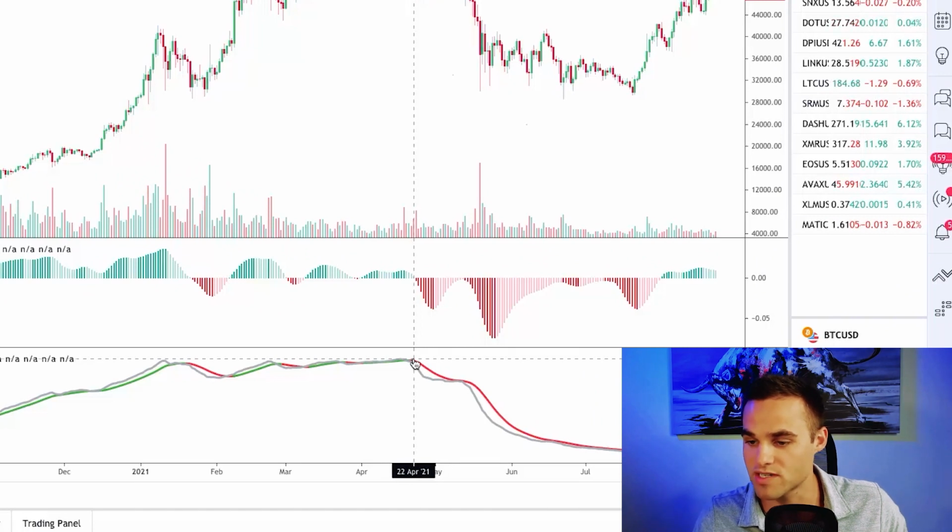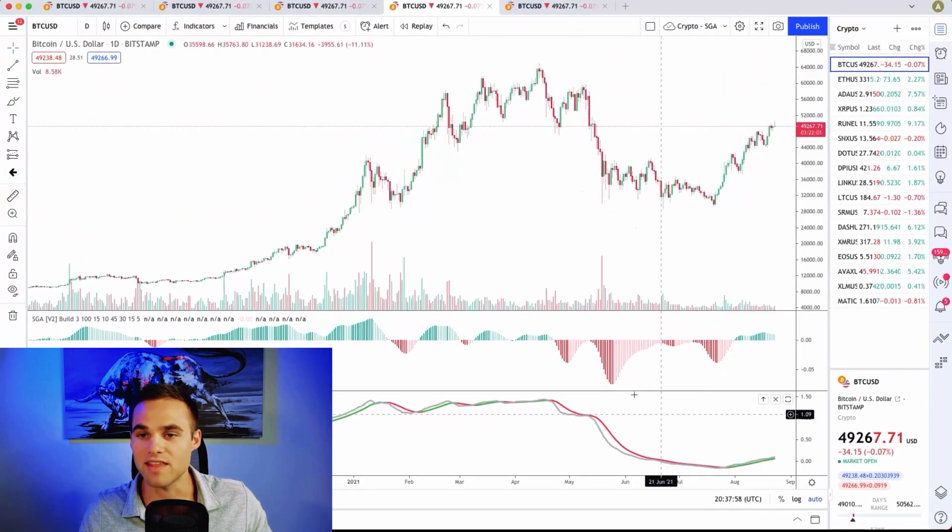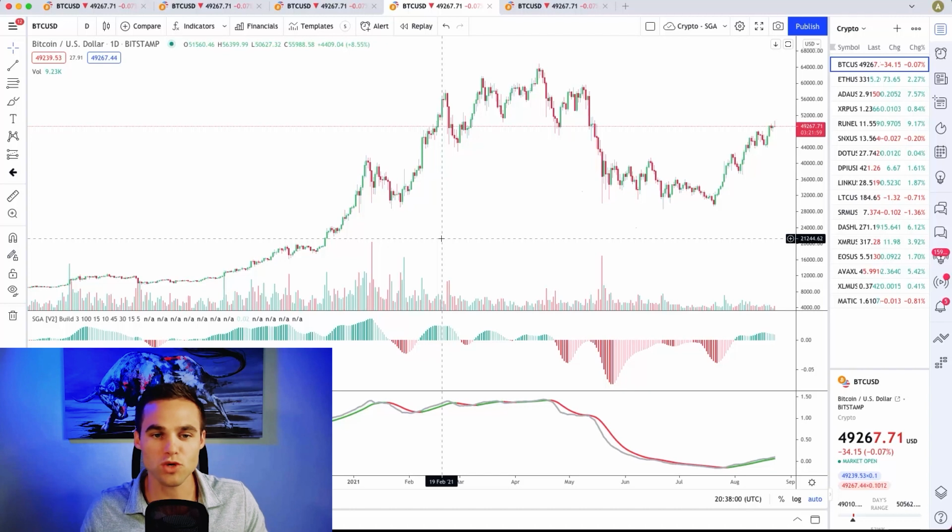So you would enter a sell position here and you'd ride it all the way down till it turns green again, like right around here. Okay, and that's the idea. The idea behind this is to cut your losers short and to let your winners run long.